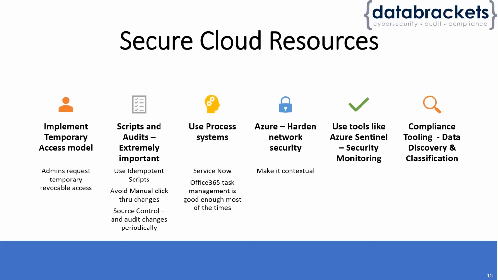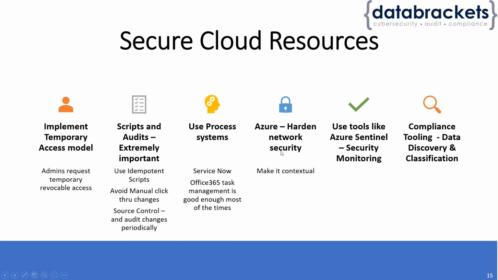The same thing, the process, temporary access model, script access: to implement those, you need to have a process system. So you can use some Office 365 basic flow or something like Power Automate kind of tools. There are sophisticated tools like ServiceNow you can use. Azure Sentinel provides those kind of things as well. Azure DevOps also provides similar tooling. These are not expensive. You just need to have a plan to use them.